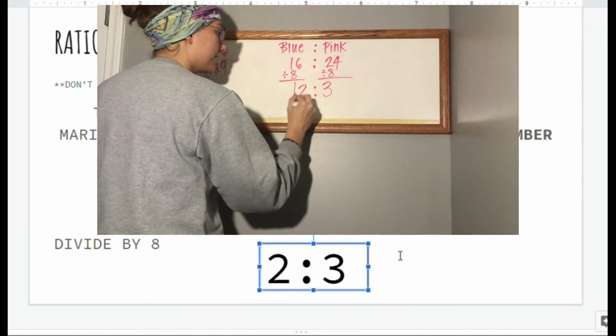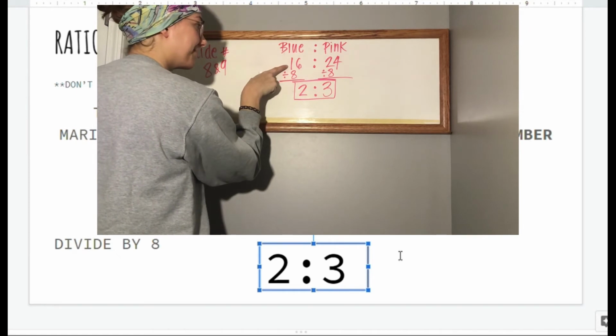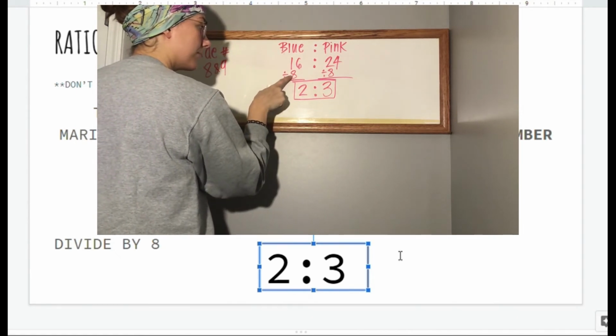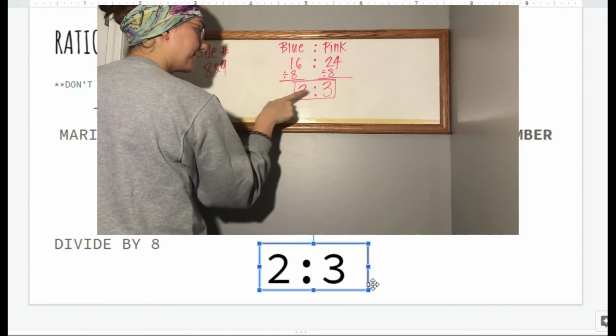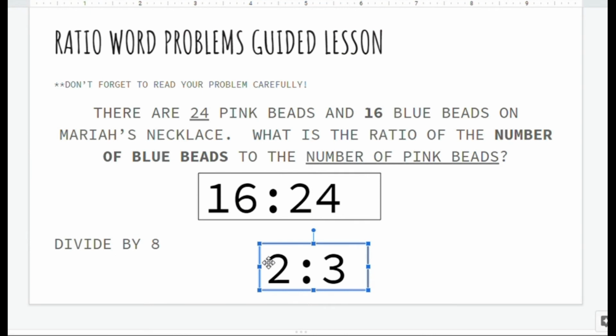So my ratio of blue beads to pink beads was originally 16 to 24. But when I simplified it by dividing both sides by 8, I have the new ratio of 2 to 3. Now these ratios are equivalent, and this is it in its most simplified form.